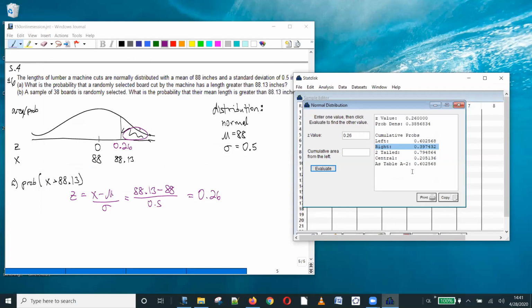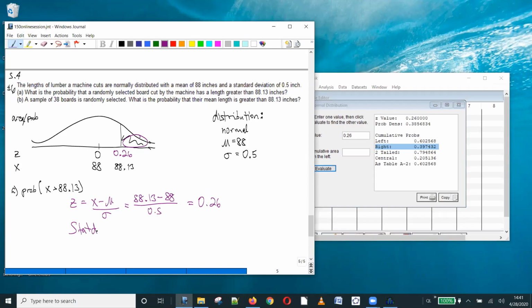So the answer is all that, and we just have to double check. Usually they want it to 4 decimal places, so I'm just going to assume they want it to 4 decimal places. So then you'd write down 0.3974. There you go. By StatDisk, the probability that X is greater than 88.13 is 0.3974, because that was the area to the right. It also gives the area to the left, but we don't need that for this question. So that's okay. All right, so there's part A.